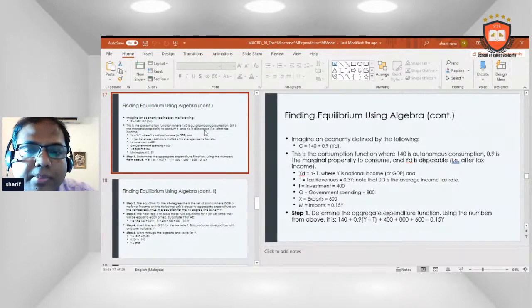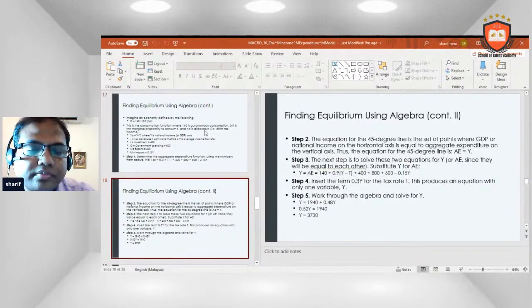Determine the aggregate expenditure function using the numbers above. It is 140 plus 0.9 (Y minus T) plus 400 plus 800 plus 600 minus 0.15Y. Step 2. The equation for the 45-degree line, the set of points where GDP or national income on the horizontal axis is equal to aggregate expenditure on the vertical axis. Thus, the equation for the 45-degree line is AE equals Y. The next step is to solve these two equations for Y.